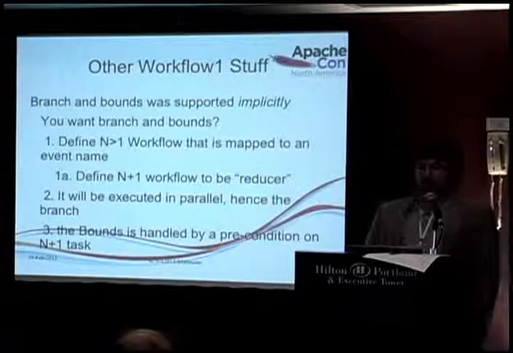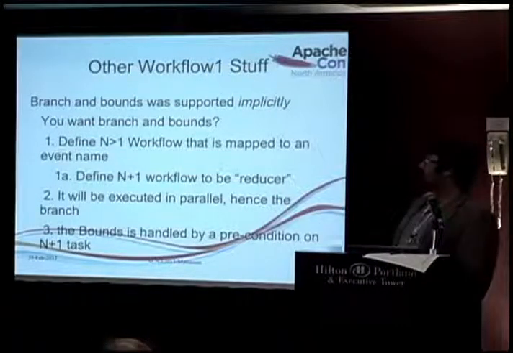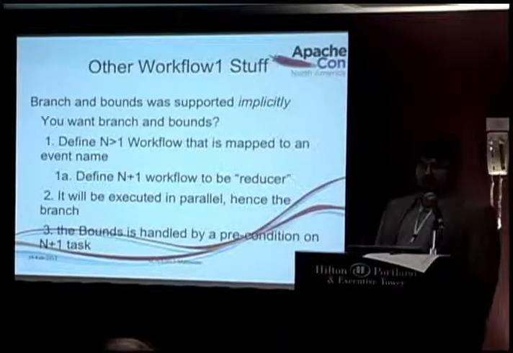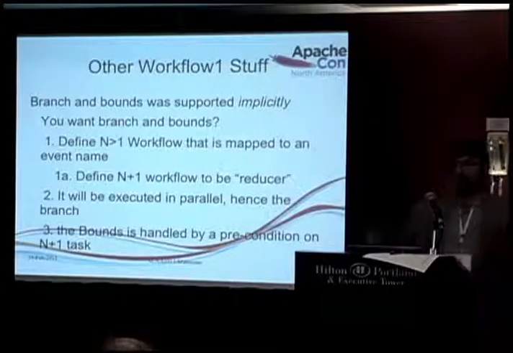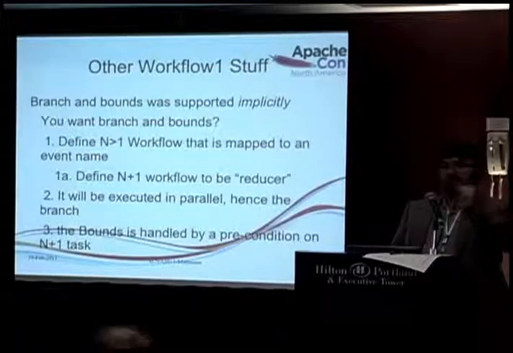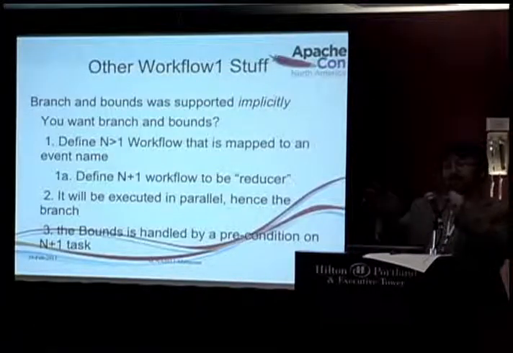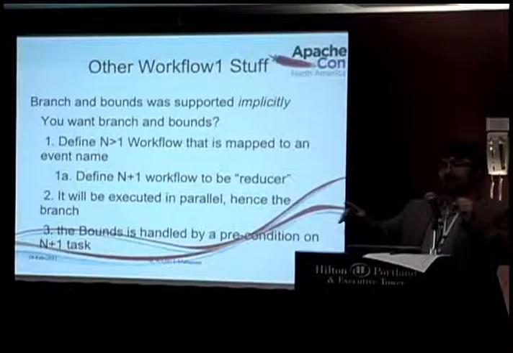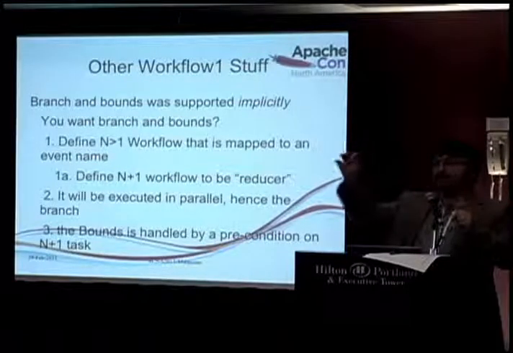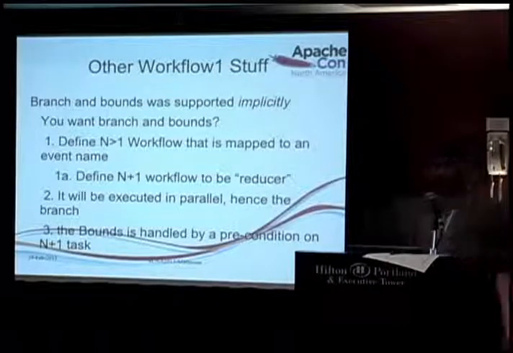Another thing about workflow one is that branch and bound in workflow one was supported implicitly. By branch and bound, basically what I mean is one workflow task that splits off into two different workflow tasks, branching, and then potentially goes off and maybe merges back in the end to a single workflow task, or maybe doesn't. But the bound sort of comes at the end.